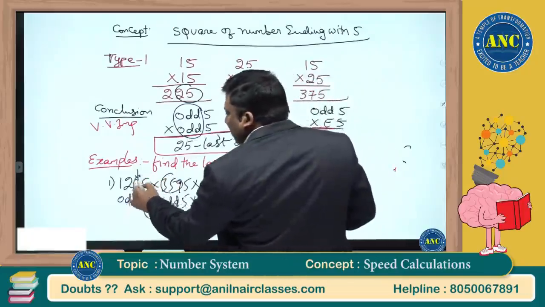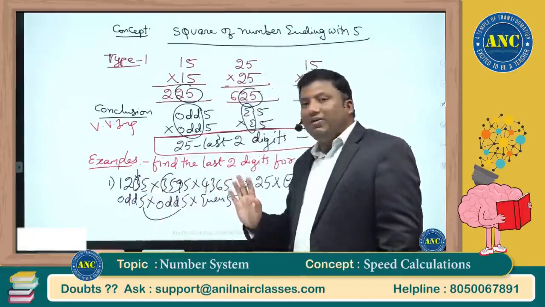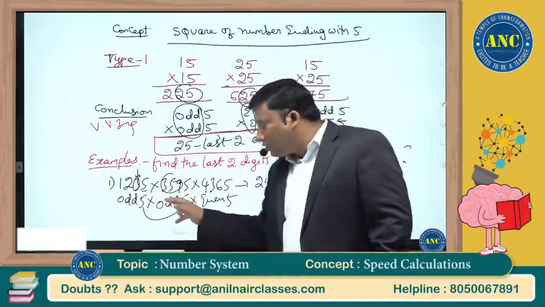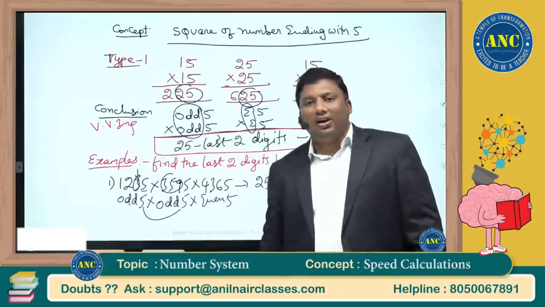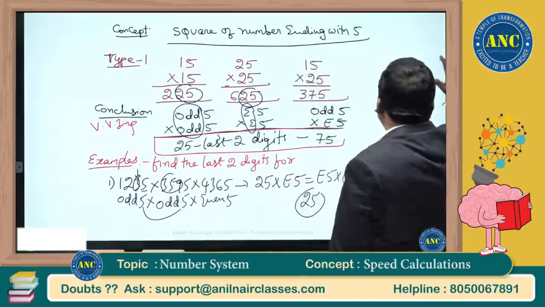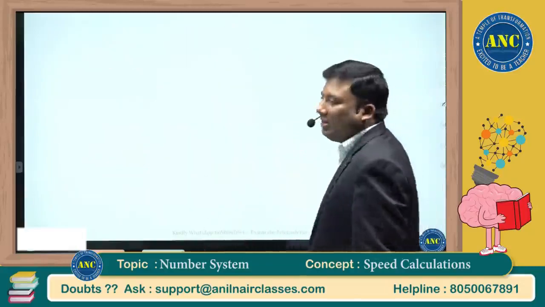Just check the tens place. It is an odd number ending with 5, odd number ending with 5, even number ending with 5. Odd 5 into odd 5, 25. Even 5 into even 5. Last two digits it is 25. I hope the idea it is clear.